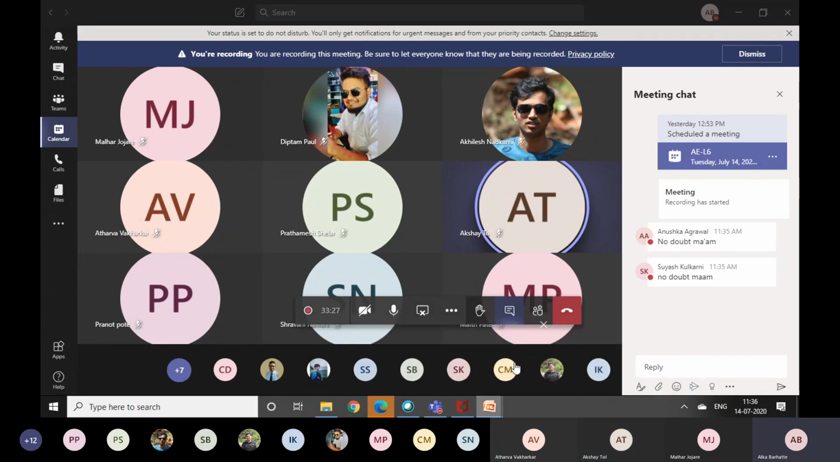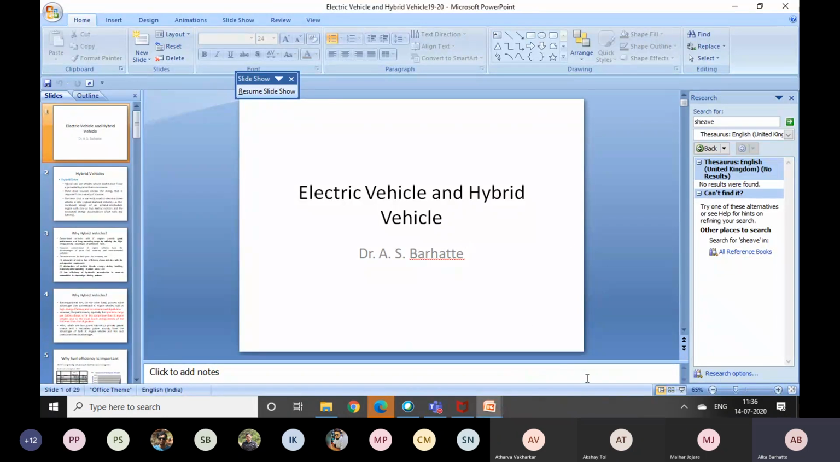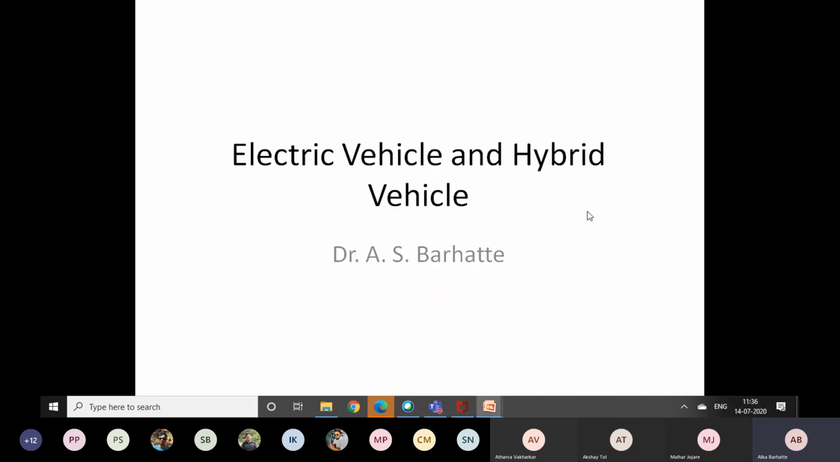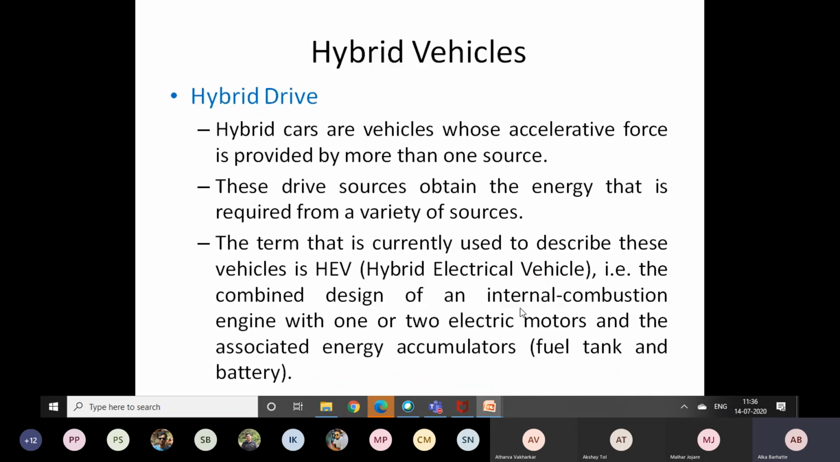Okay, then we are starting with electric vehicles and hybrid vehicles. Basically, electric and hybrid vehicles involve a change made in the drive system, and we are going to study what changes are made in the drive system of hybrid and electric vehicles. As the names represent, if we are talking about an electric vehicle, it is fully operated on batteries.